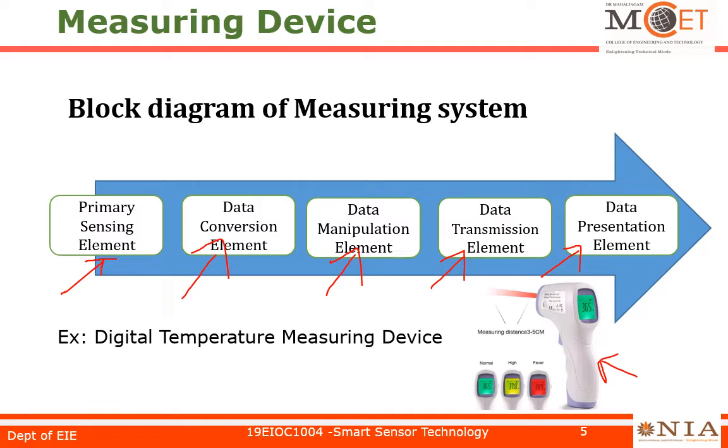That is the data conversion element, and it is taken in the particular format called the manipulation element, and it shows the temperature. The temperature, in electrical format, is converted into a digital signal that you can see on the display. Later on, this can be visualized or measured through even IoT based systems, or you can see it on smartphones or tablets. So this is the best example of a smart sensing device.